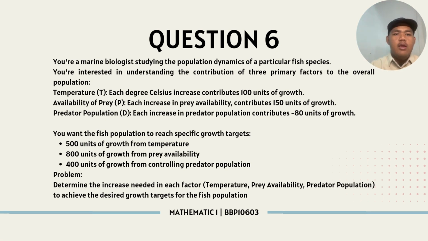You want the fish population to reach a specific growth target, that is 500 units of growth from temperature, 800 units of growth from prey availability, and 400 units of growth from controlling predator population. The problem is to determine the increase needed in each factor, that is temperature, prey availability, and predator population, to achieve the desired growth target for the fish population.